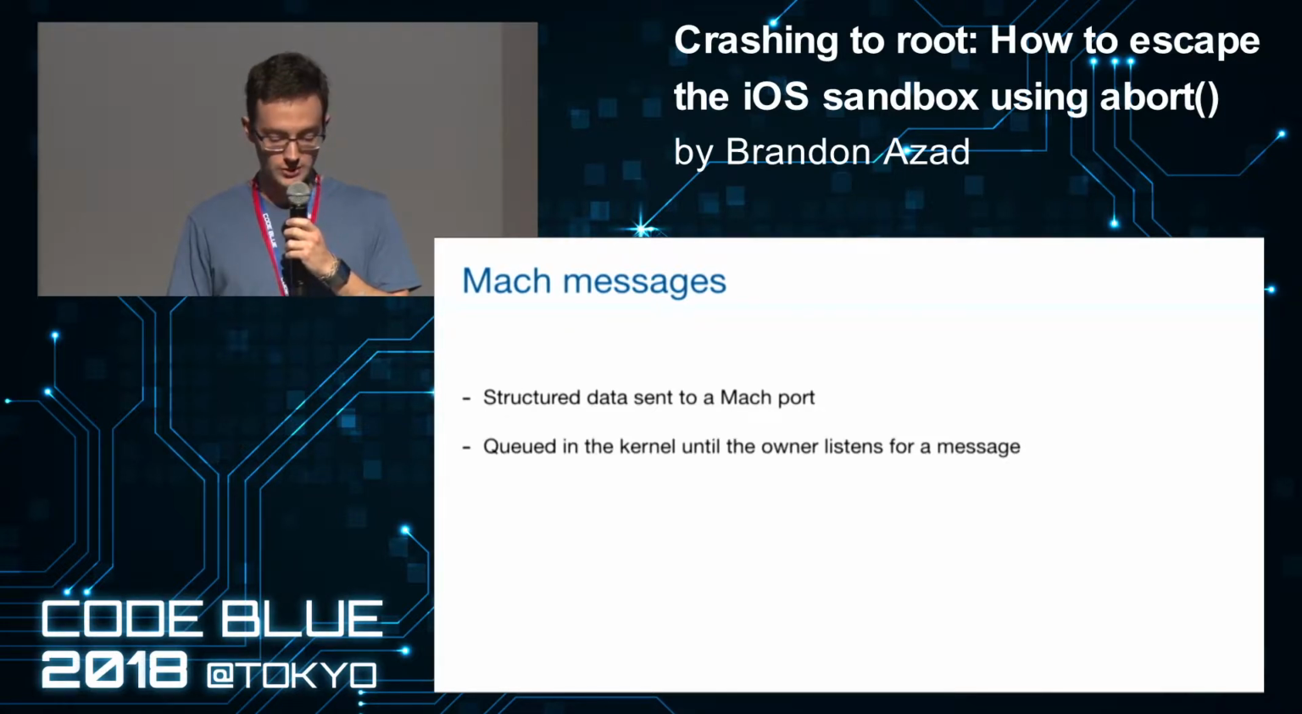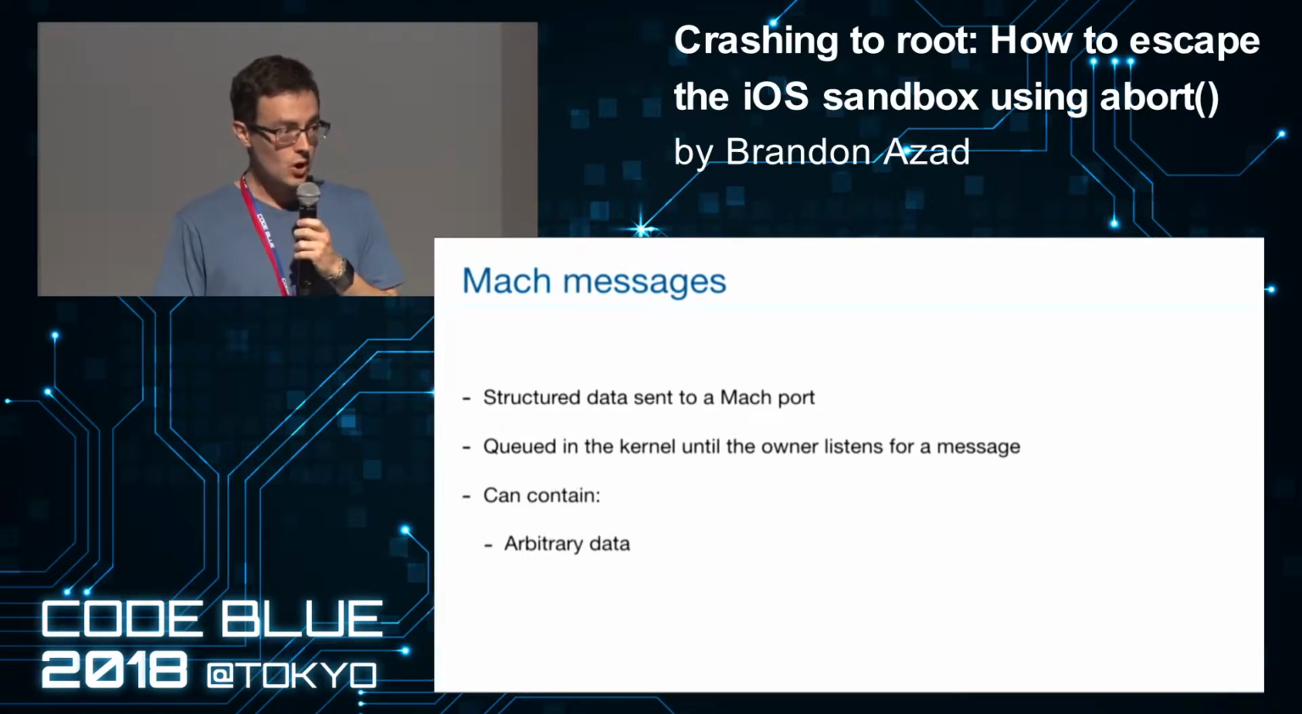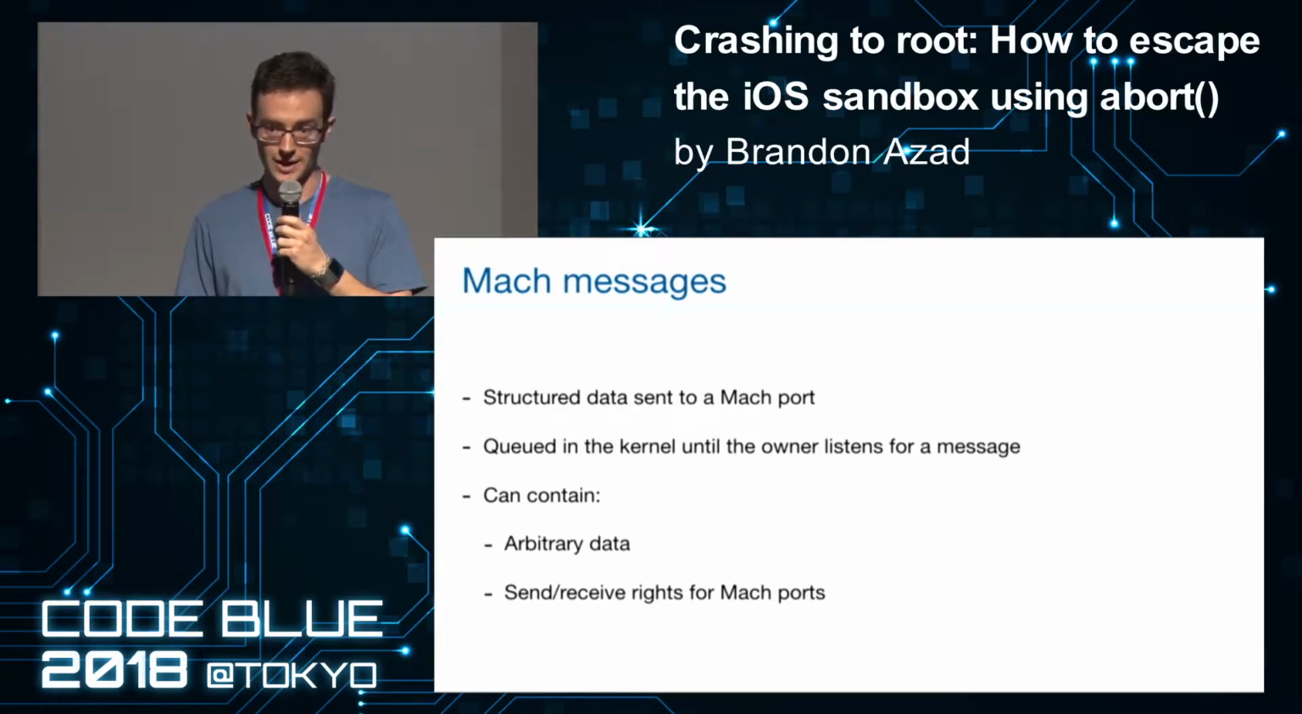It's queued in the kernel until the owner of the Mach port listens for a message. And a Mach message can contain arbitrary data, but also it can contain send and receive rights to Mach ports. This means that a send right can be transmitted to another process by embedding that send right in a Mach message that gets delivered to that process.